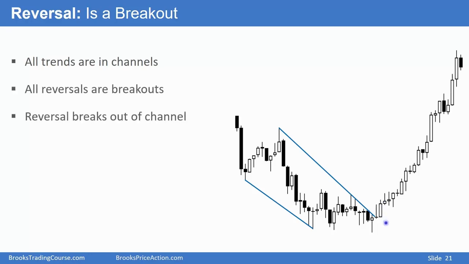Here we have a small bull reversal. And is it a breakout? Well, it is. It's a break above the bear trend line, so it's a break above the channel. And it's also a wedge bottom, or you could say a double bottom with a failed breakout, which is a type of wedge bottom. So every reversal is a breakout of something, even if it's not clear.